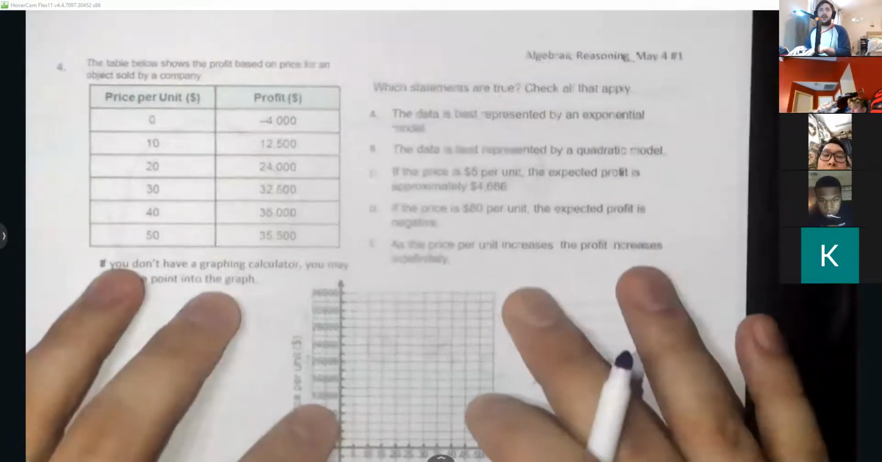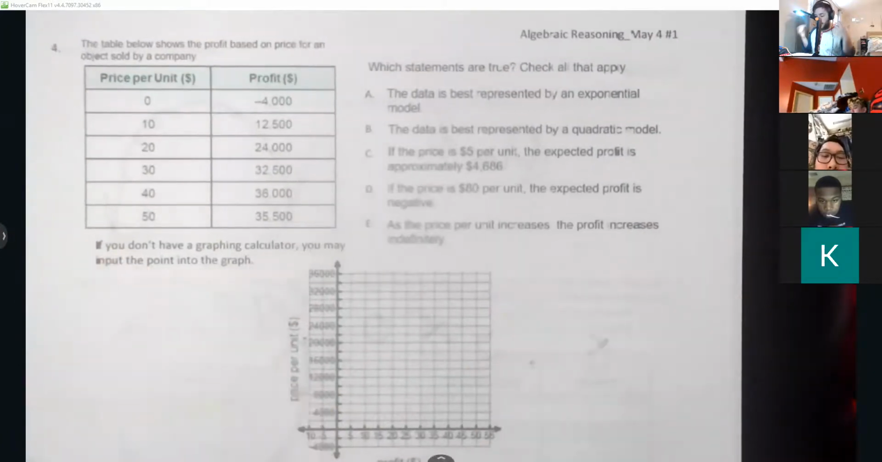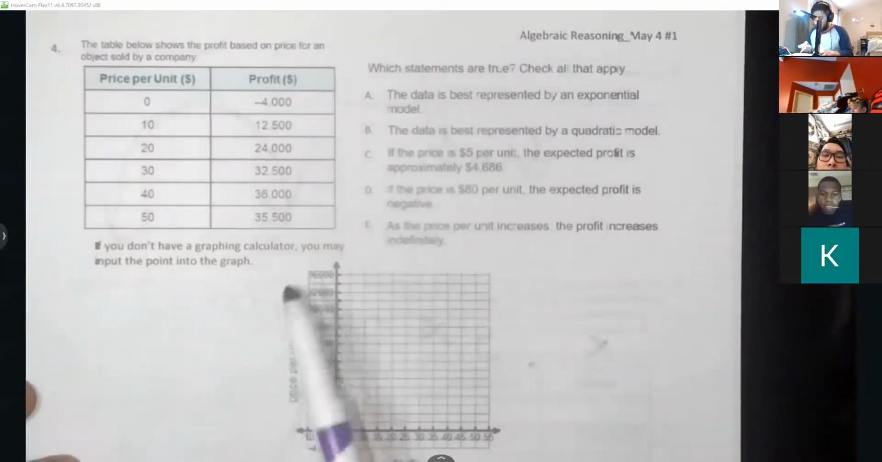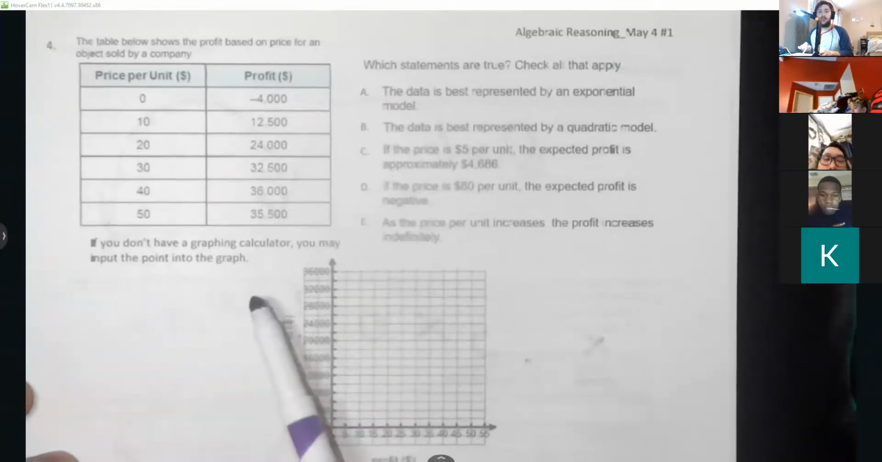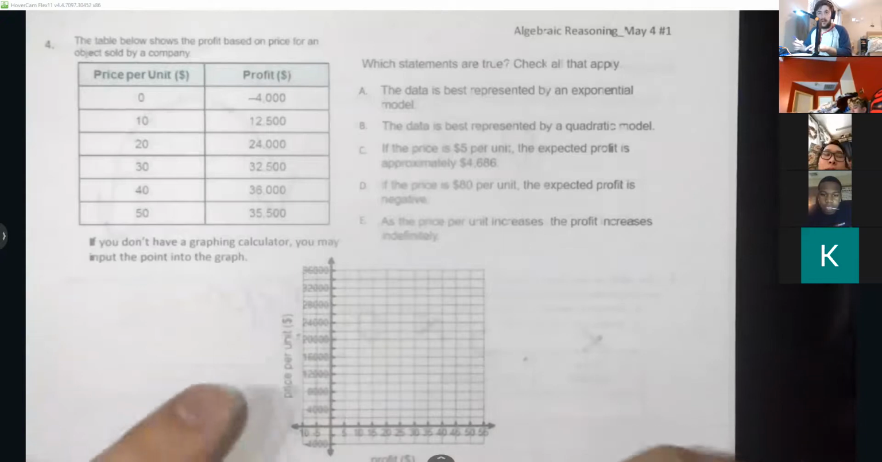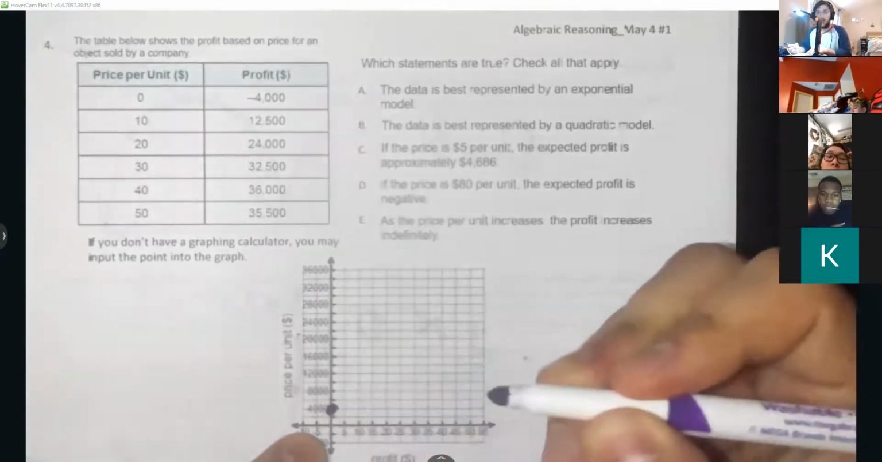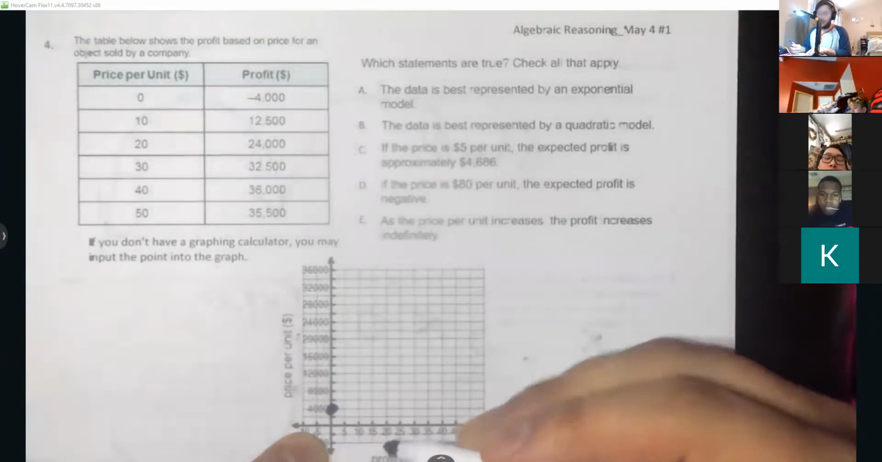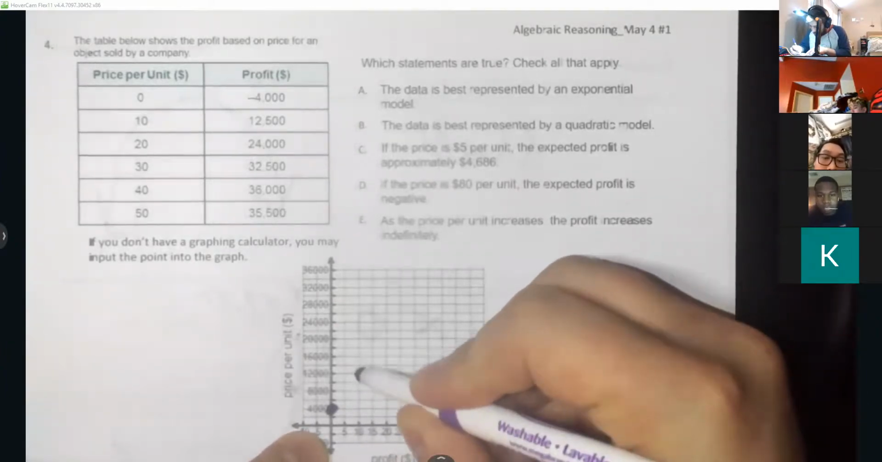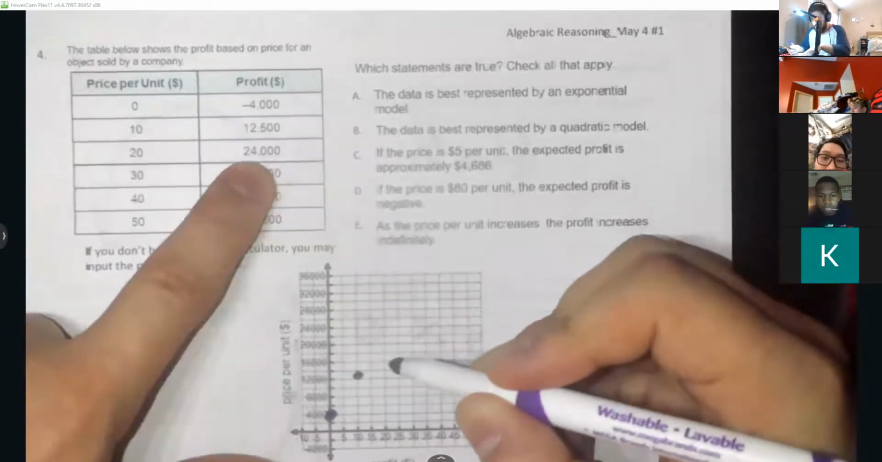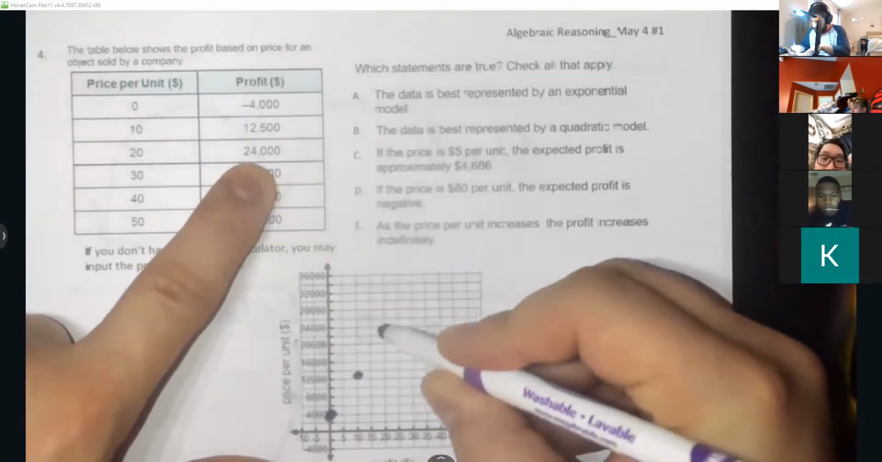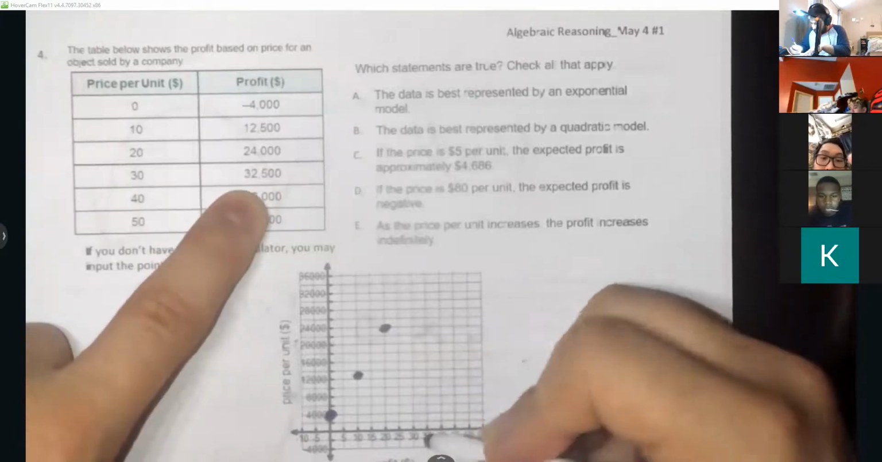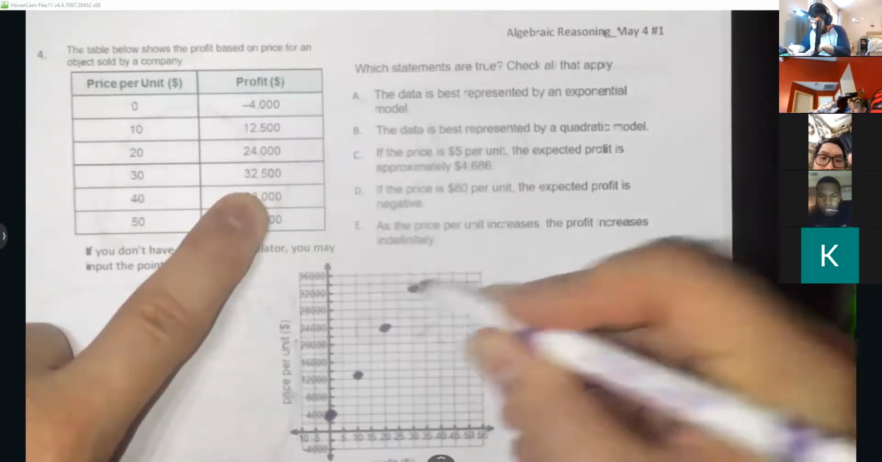All right, so number 4, this one's a little different. The table below shows the profit based on the price for an object sold by a company. It says if you don't have a graphing calculator, you may input the points into the graph. So let's do that. 0, 4,000 would be here. 10, 1250 would be just about like that. 20, 24, 30, 32.5 would be up here.